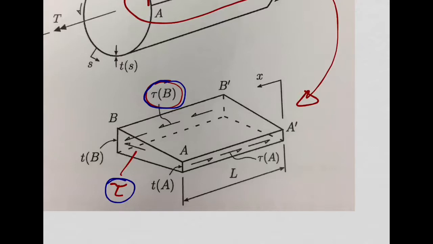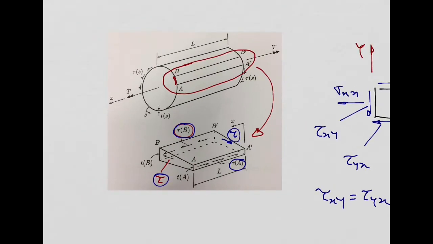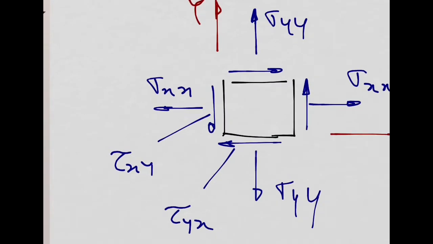And this shear stress here, tau A, is going to be equal to a shear stress in this wall that is not represented here. Is going to be the same as this. Okay? So basically, you can consider this small strip of our tube, you can consider like being this element here, where you have these shear stresses in these four shear planes, right? Same thing there.